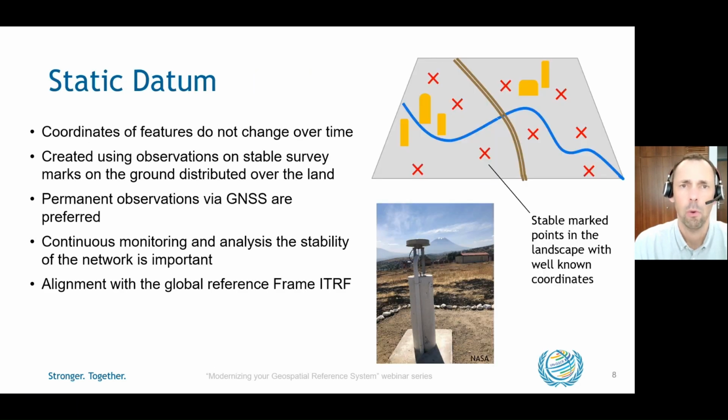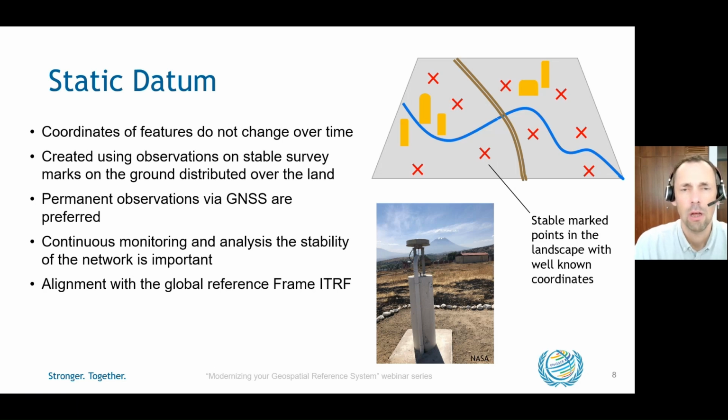Okay, so what is a static datum? A static datum means that the coordinates of features like roads, buildings, and property boundaries are fixed at a specific point in time, such as 1st January 2024, and do not change despite the ongoing changes in Earth's surface, like for example due to plate tectonic motion.